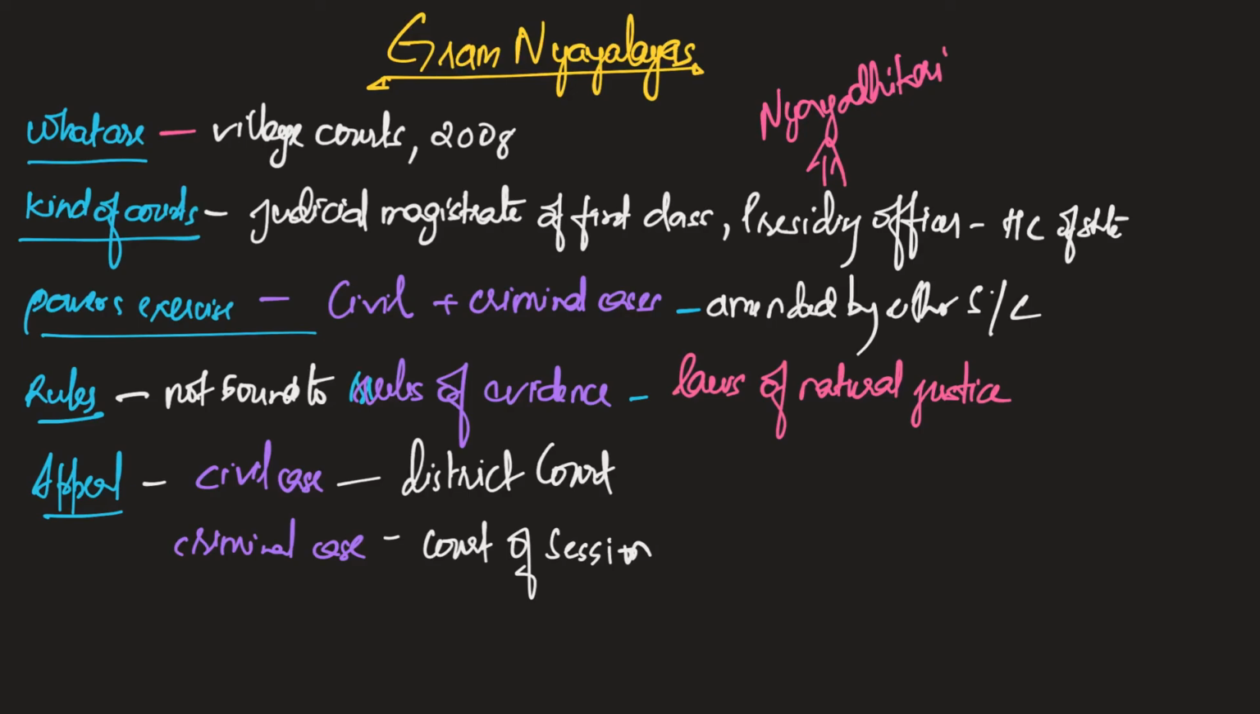And what are the powers being exercised? The powers are of two types: criminal and civil, which means the Gram Nyayalayas are either criminal courts or civil courts. Though they are of criminal nature, they are not bound by the rules of evidence provided in the Indian Evidence Act, but are guided by the principles of natural justice. And in case of a civil appeal, the next court is the district court, and in case of a criminal case, it is the court of session which decides the further appeal.